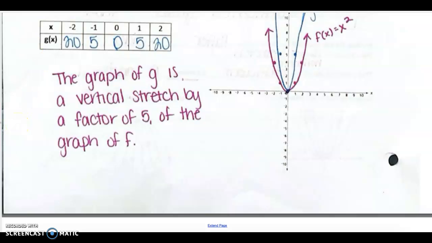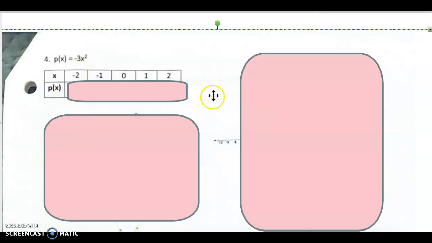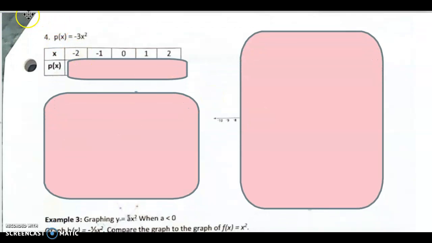Okay guys, so we just finished this problem. I think it's MP3. So going to the next page, number 4. Okay, so number 4, it's negative 3x squared. So before we even do anything, we look at this negative, and remember negatives always mean reflections.